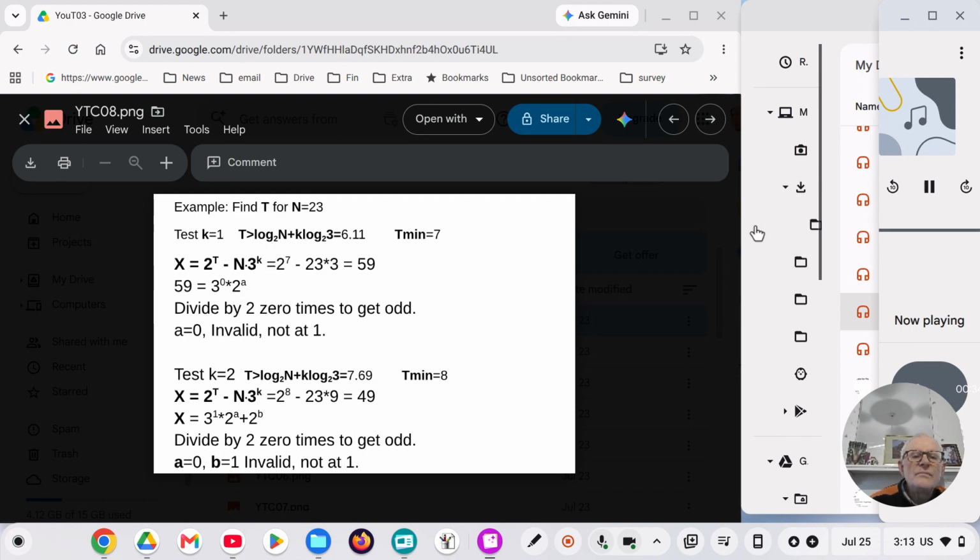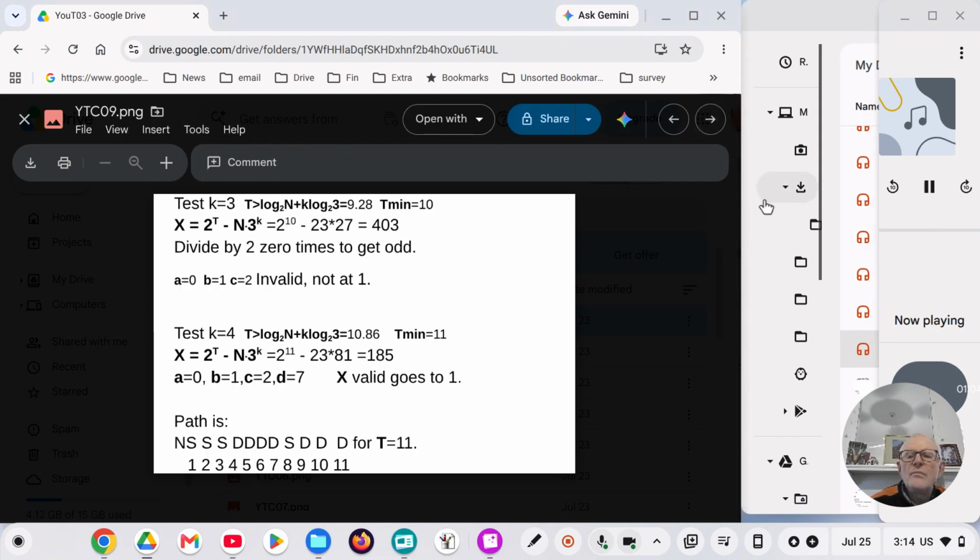Dividing x by 2 zero times before it is odd. Now 59 does not equal 1, so x is invalid. Test k equals 2. t min equals 8, so x equals 49. This gives a equals 0, b equals 1, and x2 is not 1, so x is invalid. Now you test k equals 3. t min equals 10. x equals 403, a equals 0, b equals 1, c equals 2, and x3 is not 1, so x is invalid. Move on to k equals 4.